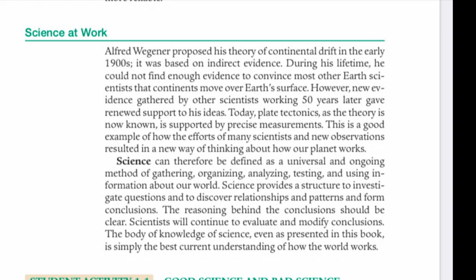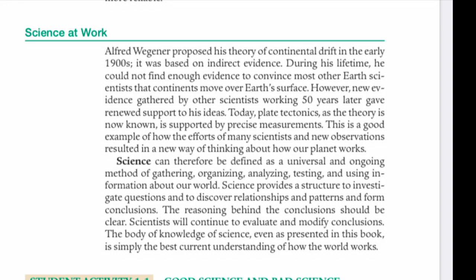Science at work. Alfred Wegener proposed his theory of continental drift in the early 1900s. It was based on indirect evidence. During his lifetime, he could not find enough evidence to convince most other Earth scientists that continents move over Earth's surface. However, new evidence gathered by other scientists working 50 years later gave renewed support to his ideas. Today, plate tectonics, as the theory is now known, is supported by precise measurements. This is a good example of how the efforts of many scientists and new observations resulted in a new way of thinking about how our planet works.